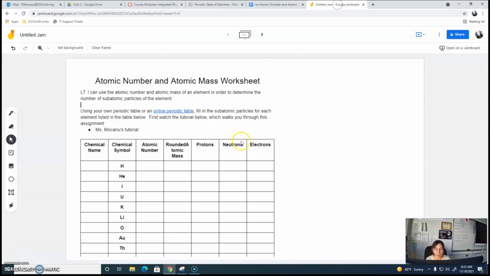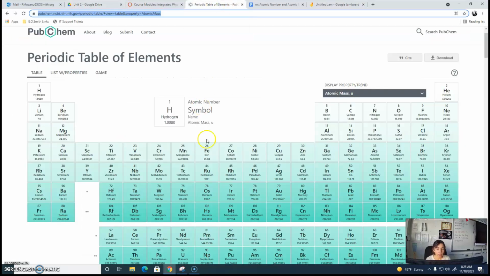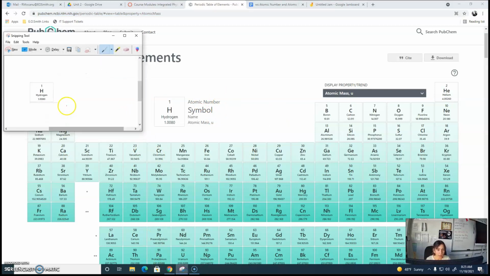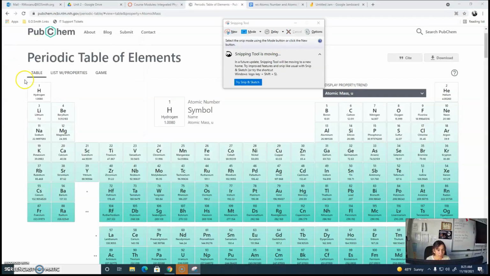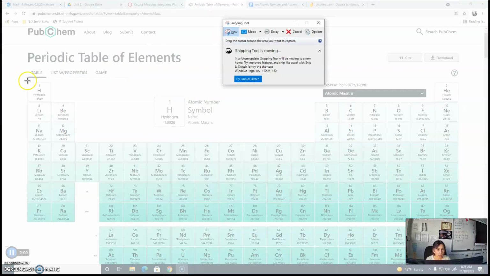So I'm going to go on my Jamboard, and let's do the first example. So first example is chemical symbol H. So what I'm going to do is I'm going to go to my periodic table, and you will have access to this for your assignment and for the rest of the class. So I'm going to go and look for H, hydrogen, and it is right here on the periodic table.